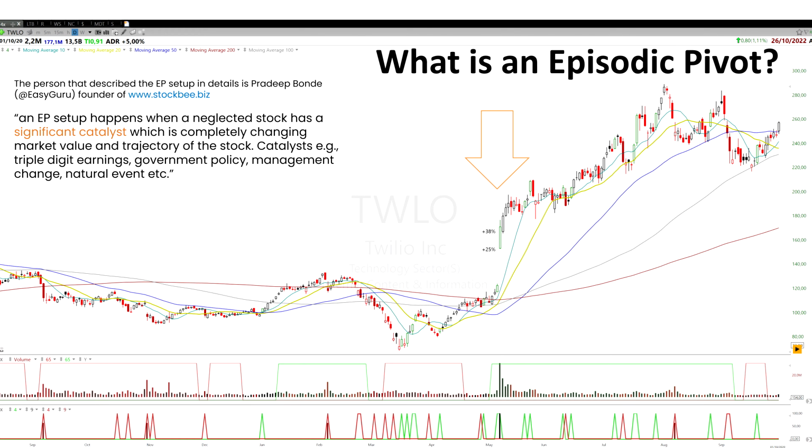This is a super important element. There is a catalyst that goes into the stock, which completely changes the market value and trajectory of the stock. A catalyst can be triple-digit earnings, government policy, management change, natural event.